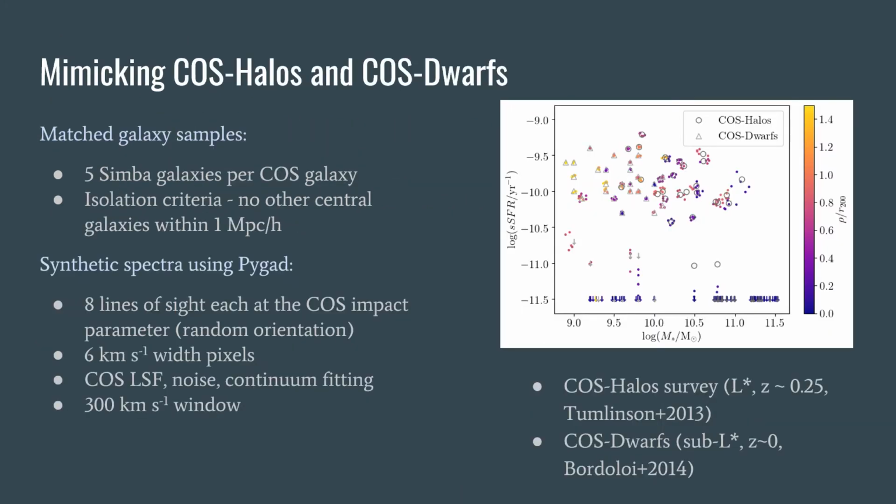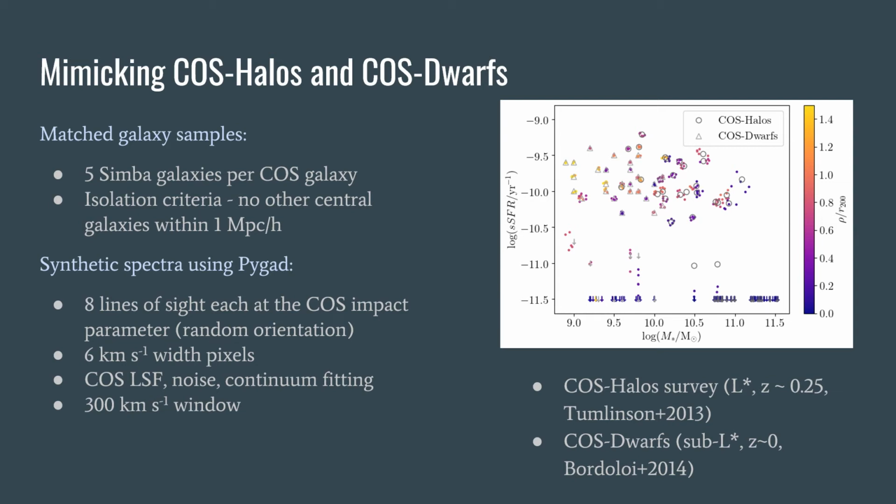So next we compare absorption in Simba to the COS-Halos and COS-Dwarf surveys. To do this, we wanted to create an analogous matched galaxy sample from Simba to match the conditions of those surveys as closely as possible. So for each COS galaxy, we select 5 Simba galaxies that most closely match that galaxy in terms of stellar mass and SSFR, which is what I'm showing in this figure here, our Simba sample compared with the COS-Halos and COS-Dwarf samples. And then we also impose an isolation criteria so that there are no other central galaxies within 1 megaparsec of each of our Simba galaxies.